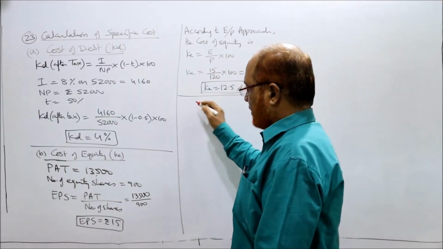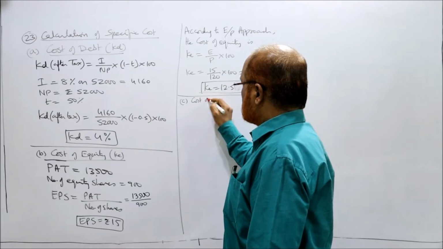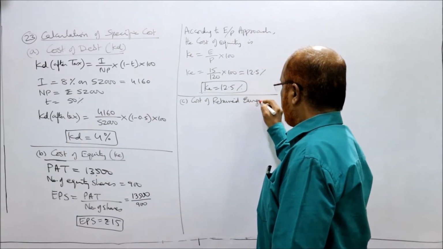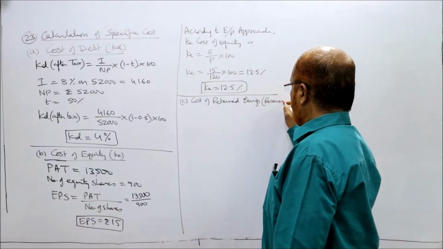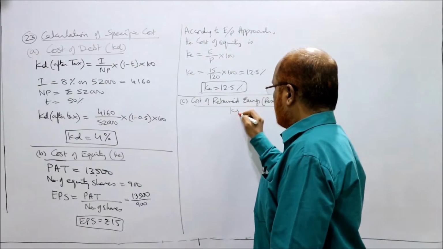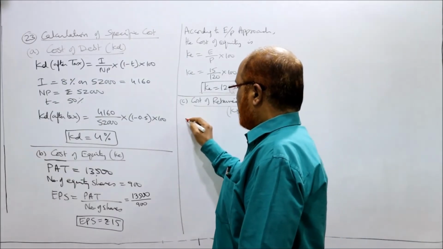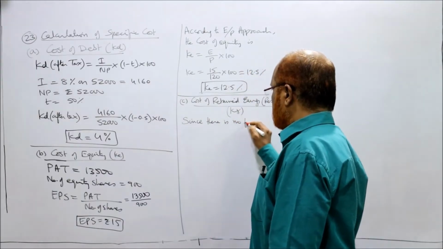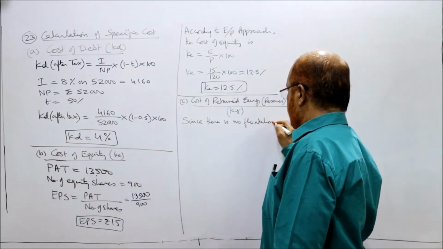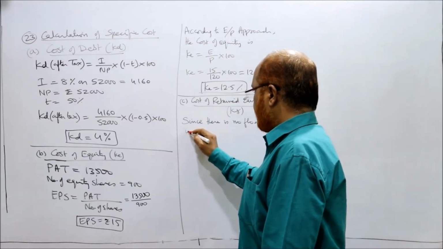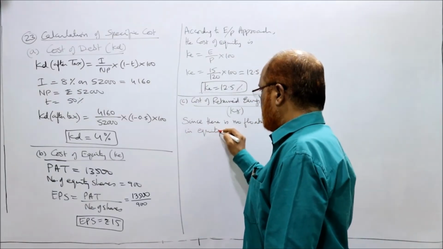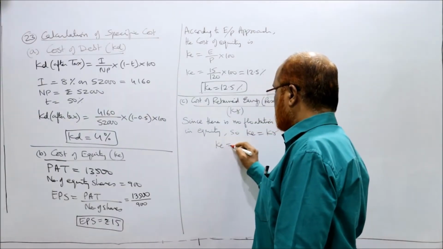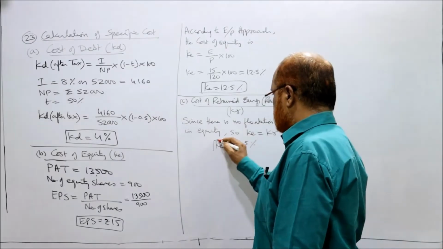Last one, C point, cost of retained earnings, reserves, KR. Since there is no flotation cost in equity, KE is equal to KR. So KR is equal to 12.5%.